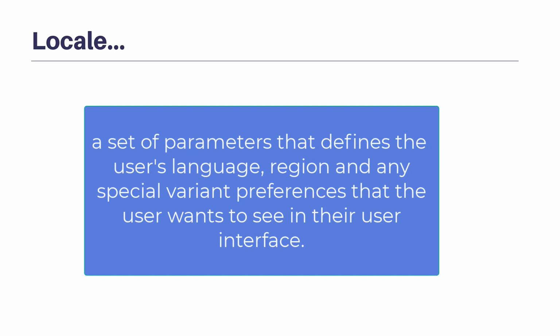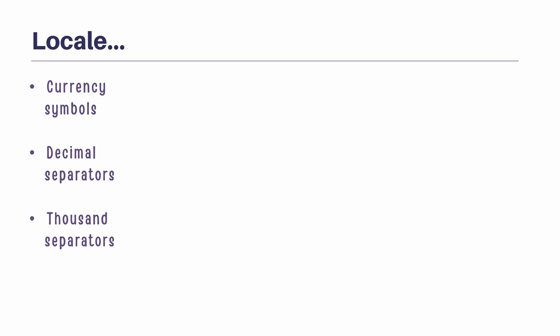For representing data in different regional formats and language formats, we may need various kinds of information. That information should include which character is used as the currency symbol. It should also include which characters are used as the decimal point separator and thousand separator.